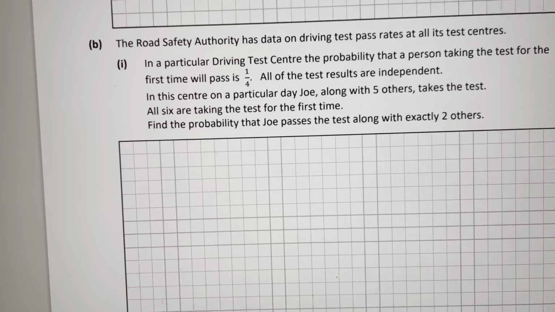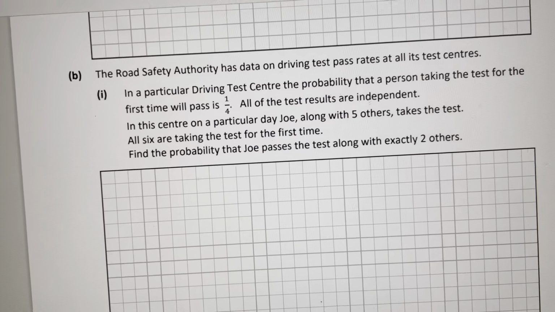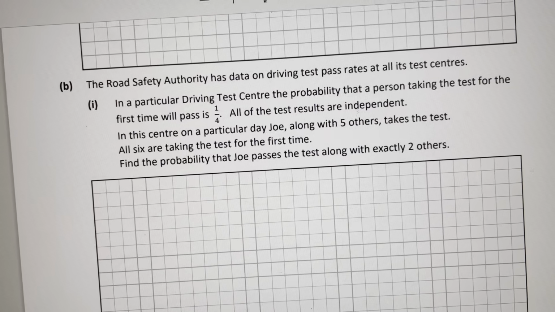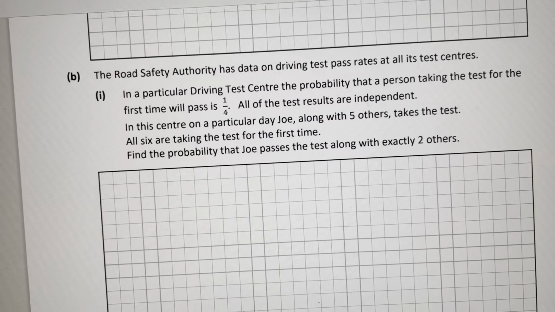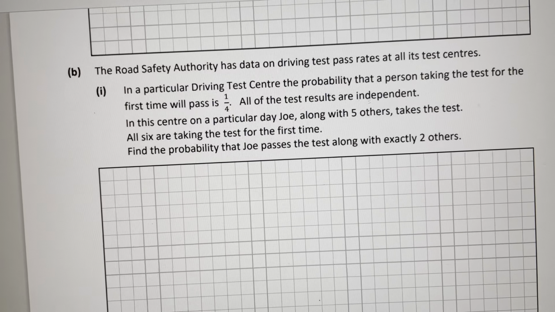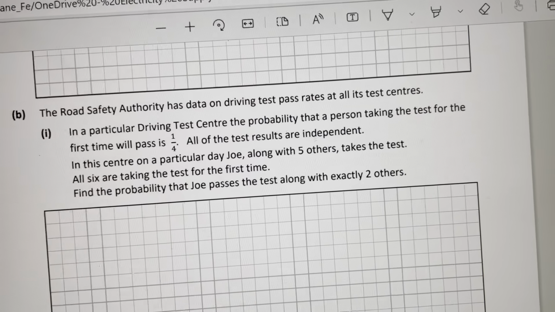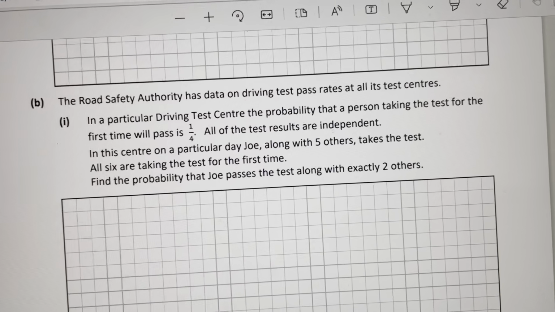Okay, this one is fairly common now, and they're fairly standard ones. Regular driving tests, the probability of passing is a quarter. They're all independent. Joe, along with 5 others, takes the test. Find the probability that Joe passes the test with exactly 2 others. So that's a standard enough question. It comes up quite a bit, I would say.